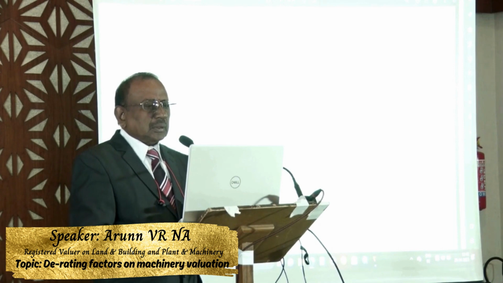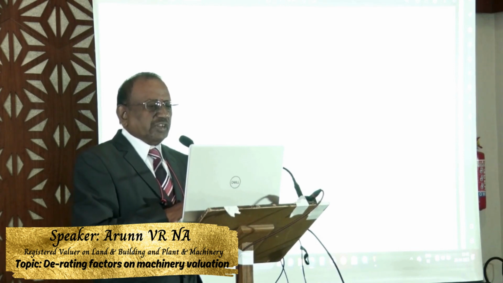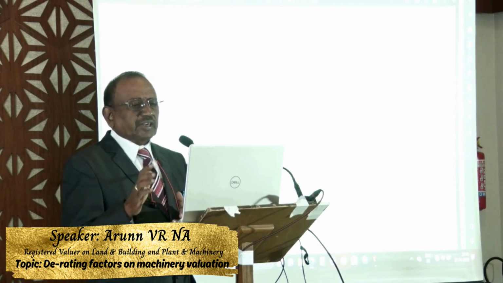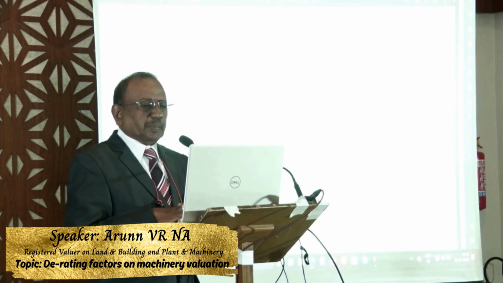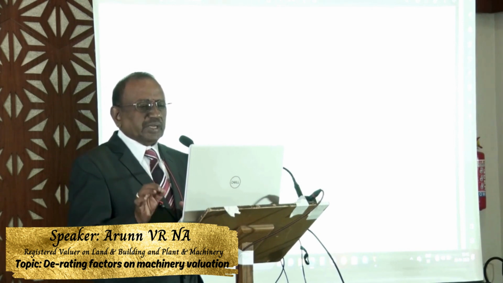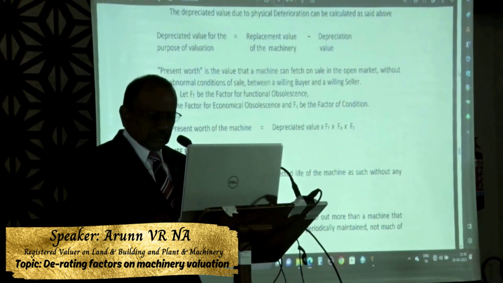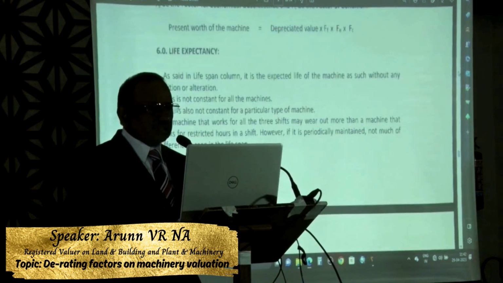So, if FB be the factor of functional obsolescence, FE be the factor of economic obsolescence, and FC be the factor of condition, then depreciated value times FB, times FE, times FC is supposed to be the present worth of the machine. I have another 10 minutes. I will utilize this.